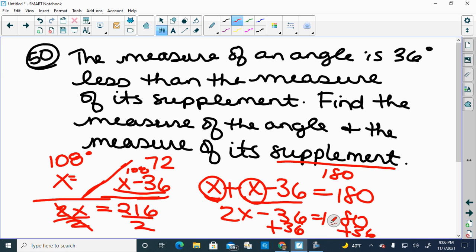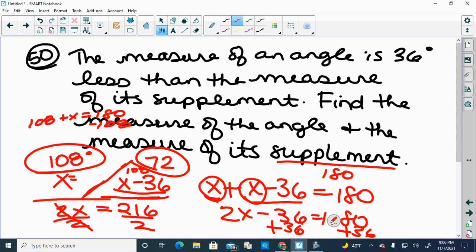Or if I took the 108, because I know it's supposed to add to equal 180, I would just subtract the 108 from 180, and that would give me the 72. Okay, so these are the two answers that they were looking for. There are two measures that add to equal 180, and that's what supplement means.